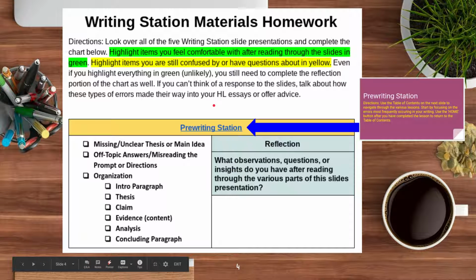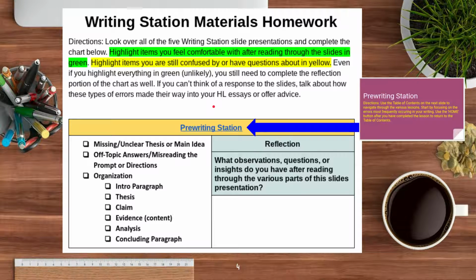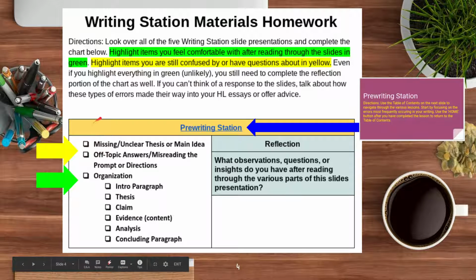If you can't think of a response to the slides, if you can't think of a question, talk about how these types of errors make their way into your higher level essay, or you could use that space to offer advice on how to fix them. So again, you'll be highlighting these bullet points in either green or yellow, and then you'll fill in the reflection part down here. You know, one question I still have about the thesis statement is, whatever the case may be.